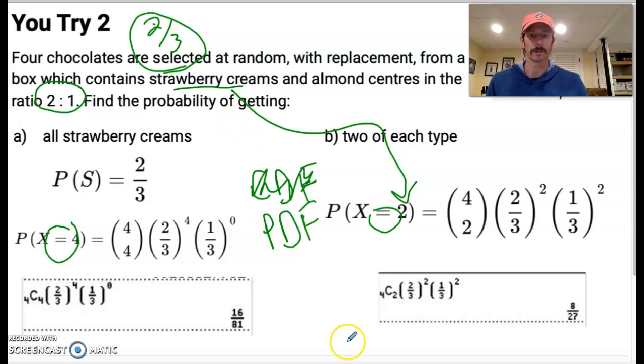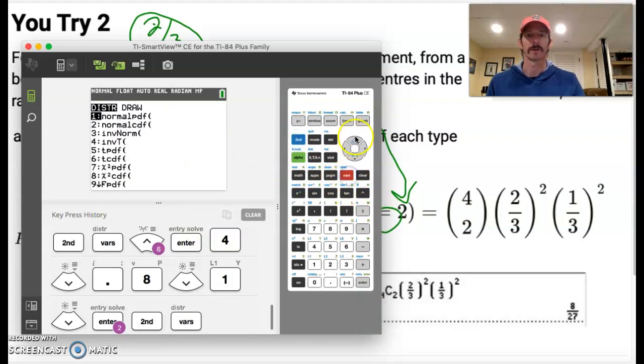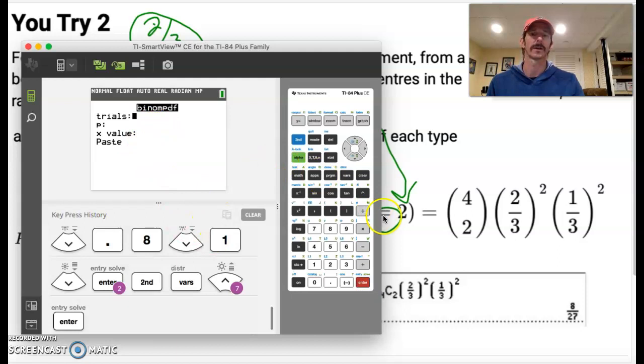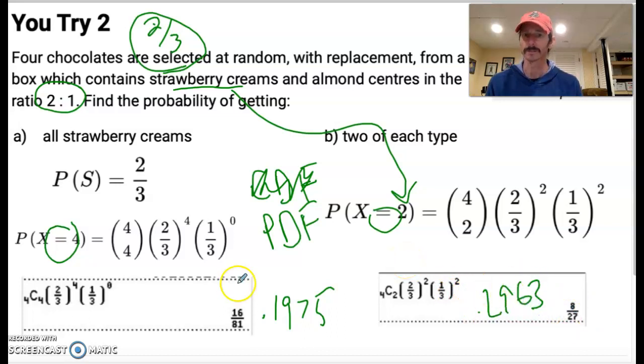And so on the calculator, you could have done that, just so you see where that is. It's in your second bars, and it is up here. PDF is equal to, and you could have put in those values right in there. The trials is your N, that is your actual probability of success, and X is your R value. So those are your answers, and if you did them with a calculator, you could have gotten, instead of a fraction down here, this one was 0.1975, 1975, great year, and this one would have been 0.2963, and there you go.